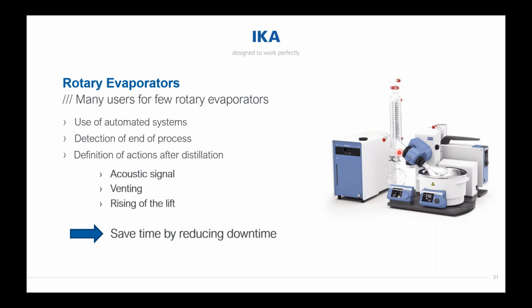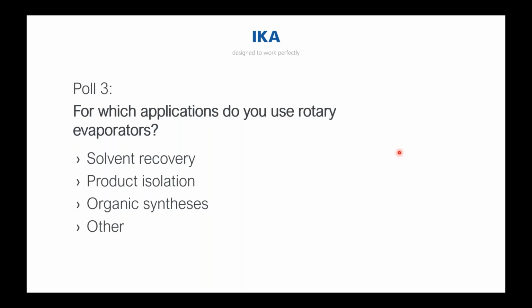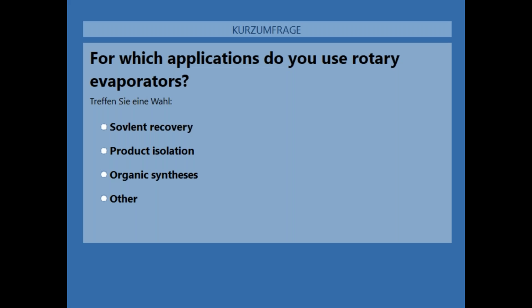All right, so these were just some problems you might be facing. Now, in the next slides, I would go a bit deeper into some applications. And I would also like to start this new topic, applications, with a short poll. So the next poll would be, for which applications do you use your rotary evaporators? Maybe solvent recovery, product isolation, maybe if you do chromatography before this, organic synthesis, this could be both, or maybe some totally different applications. So maybe you can just vote.